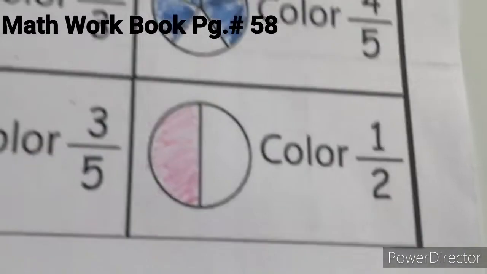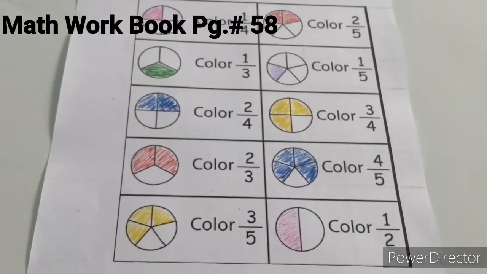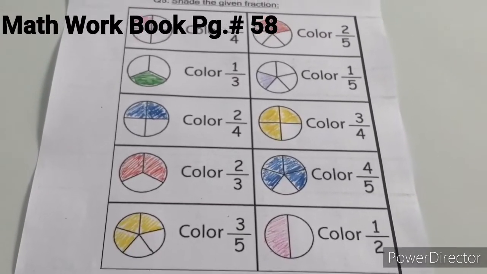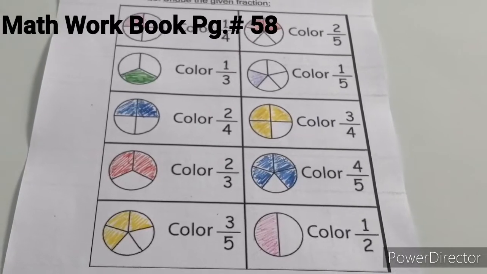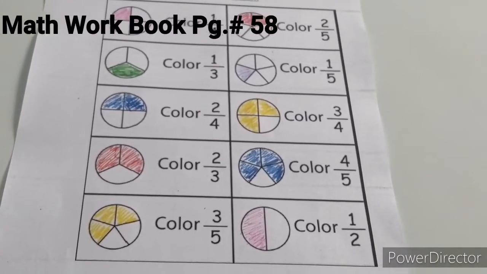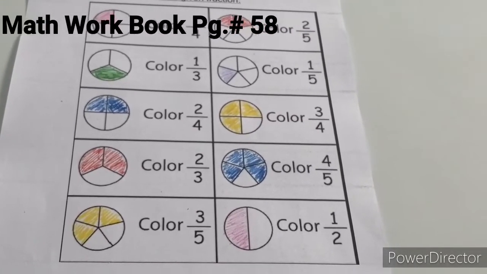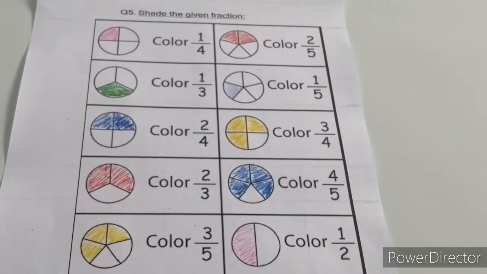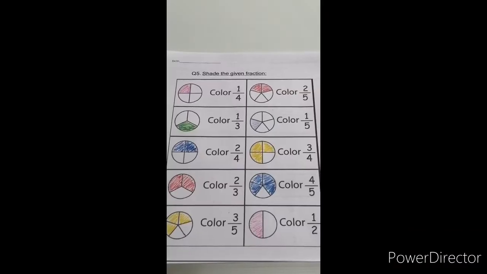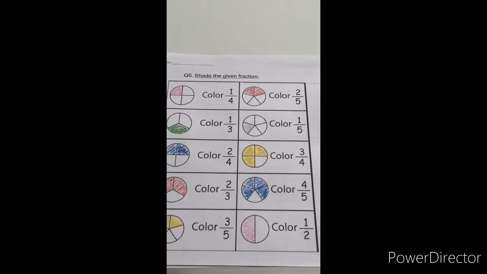1 by 2. Now your page should look like this, colorful. Have you done it? Have you shaded the correct colors and the correct number of portions? The numerator, the top number, is what you have to shade in the circle. Have you all done it? Very good. Very nice. Now let us move on to the next page.